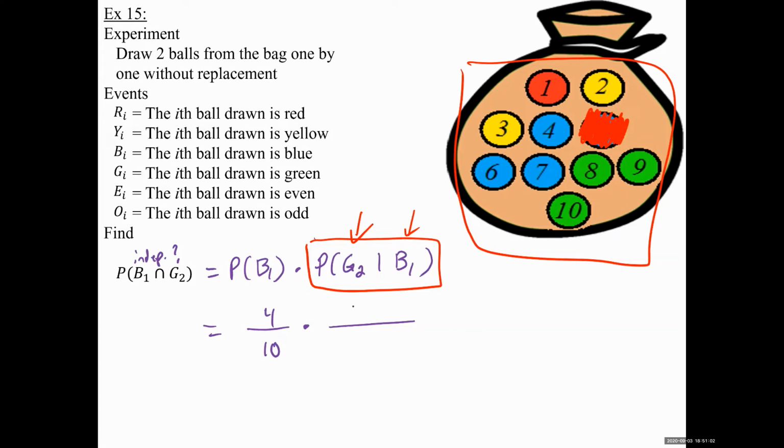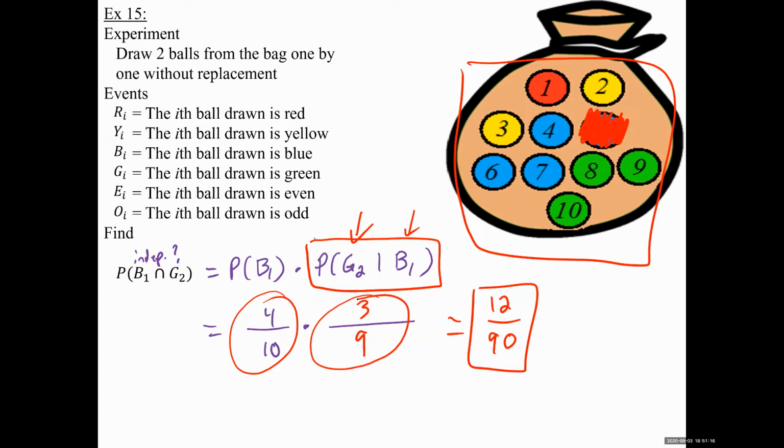3/9. Yeah. And then you multiply straight across. 4 times 3 is 12. 10 times 9 is 90. And again, if you don't remember that you need to multiply straight across, just type 4/10 in your calculator, type 3/9 in your calculator and multiply it, and then you can write the answer as a decimal or percent. Any of those are fine. Yeah, that's that one. Questions so far?